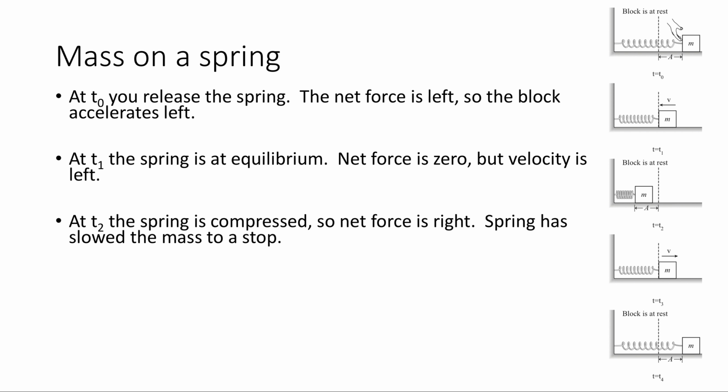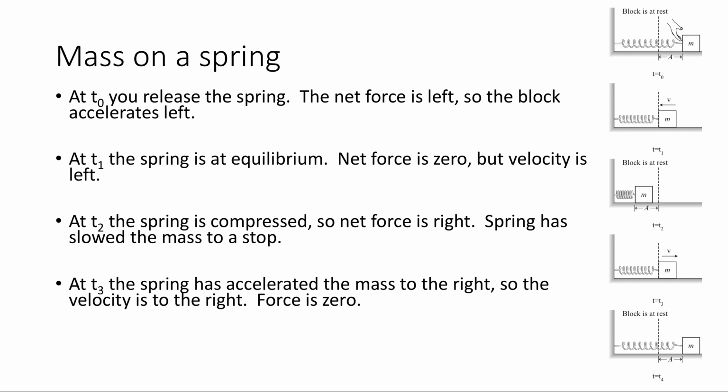At t2, the spring is compressed again, so the net force is to the right. Between t1 and t2, the block has been moving to the left, compressing the spring. The spring has been exerting a force to the right on the block, slowing it down, so that's why at t2, the block is at rest again.